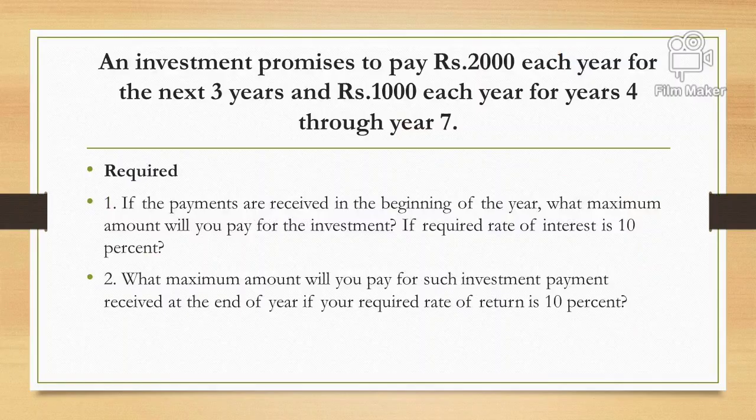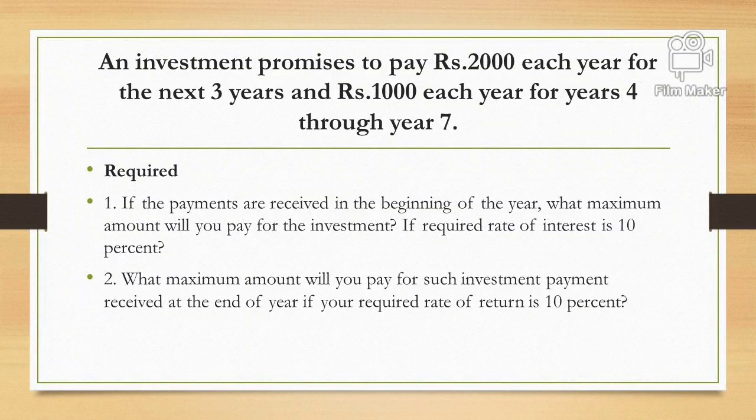So here is a question which we can solve by comparing: if it is annuity due, if we save in the beginning of the year, and if we save at the end of the year, how there will be a difference in the answer, and why there is a difference. The question is, there is one investment company which is promising to pay 2,000 rupees for the first 3 years. The company will give you 2,000 rupees for year 1, year 2, and year 3, and 1,000 rupees for the next 4 years. That means for a total of 7 years we will be receiving the interest amount from the company.